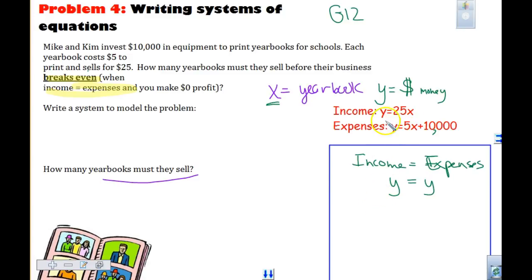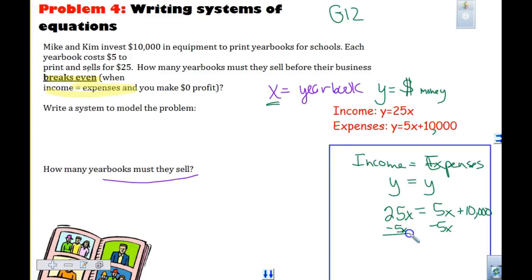So I'm going to put first what Y was equal to, which was 25X. And then I'm going to put my expenses, what the money was equal to, Y, which was, this is actually very much a substitution. You are substituting Y equals Y. You now subtract 5X from both sides.